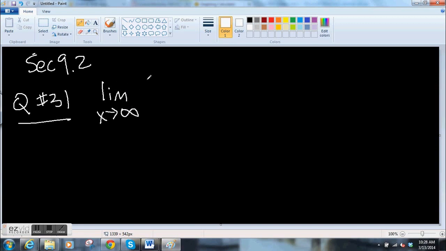So, the limit as x goes to infinity, did they mean positive infinity? They may have said that, I just didn't write it down. In my mind, infinity means positive infinity. Yes, they did mean positive infinity. Of 3x squared plus 5x all divided by 6x plus 1.